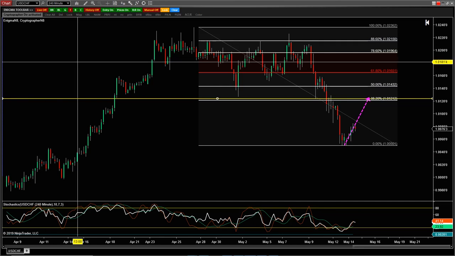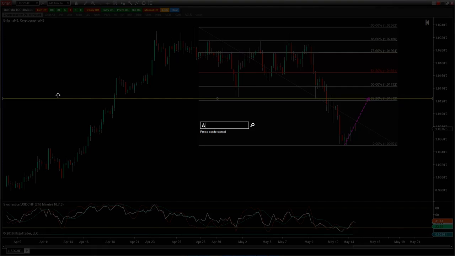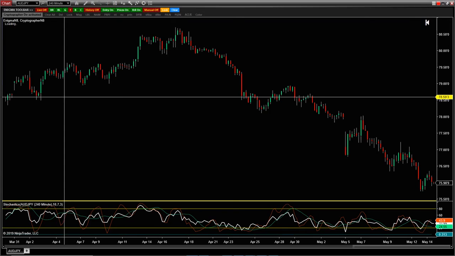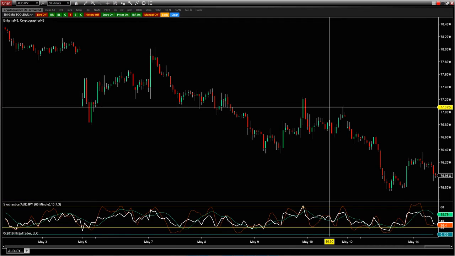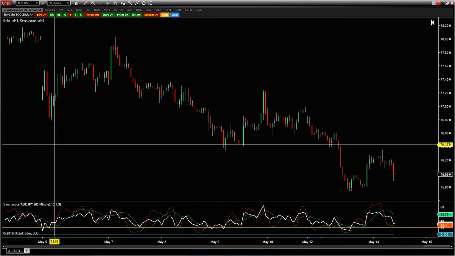Nope. All right. Now we didn't do. Let me just take a quick look. We didn't do Aussie yen, but I told you guys it was kind of the same. You're in the same boat as the other yen pairs. Let me just take a quick look at this. Yeah, same boat as the other yen pairs.